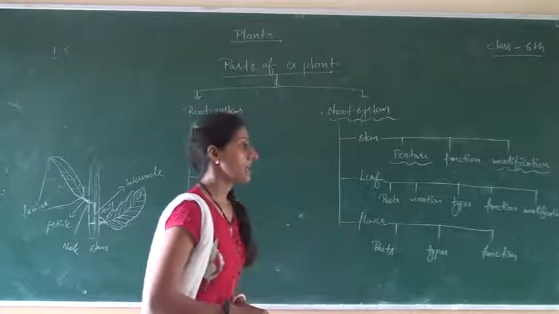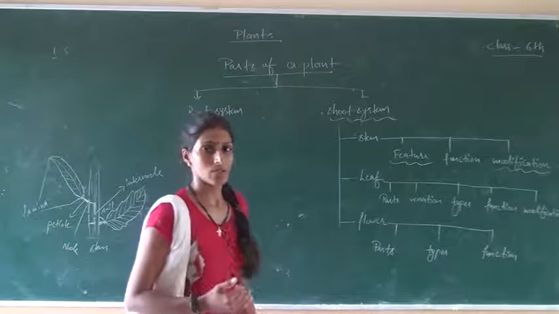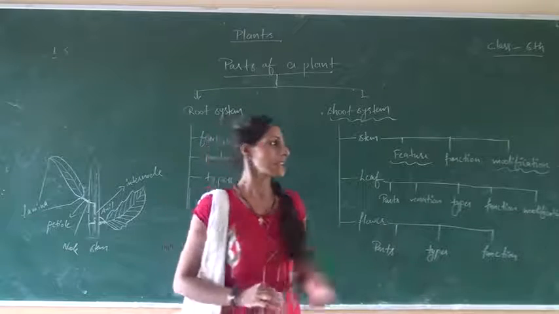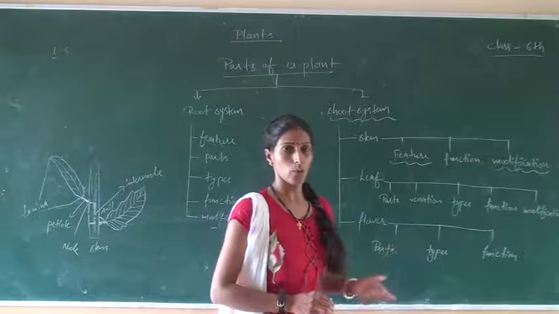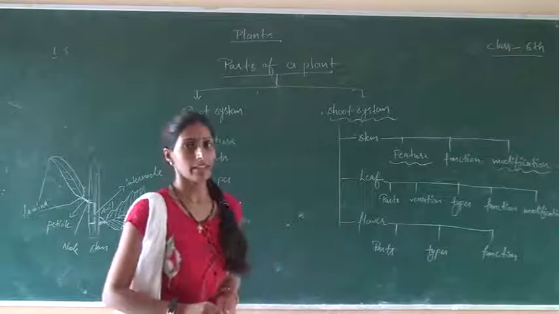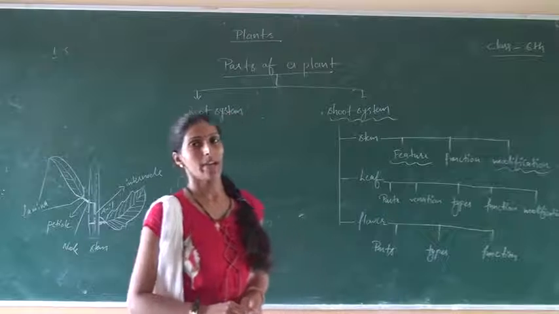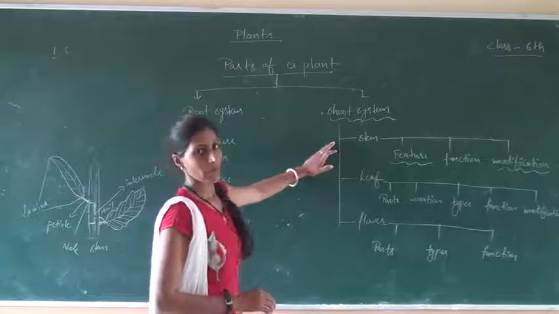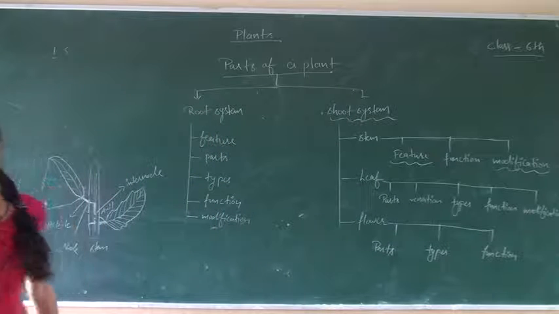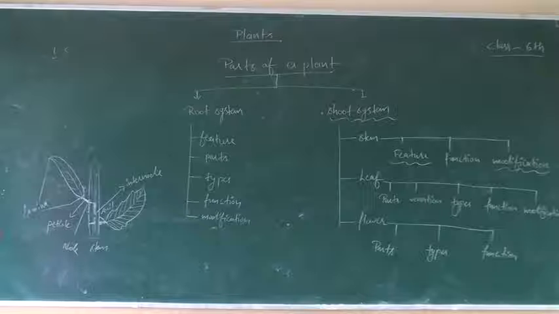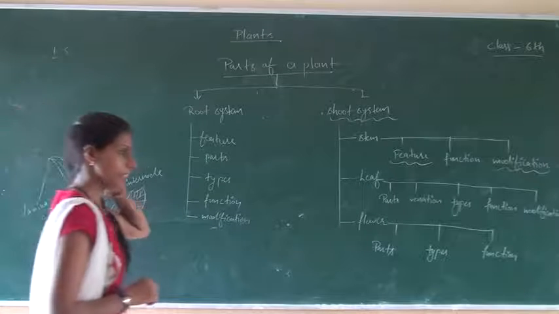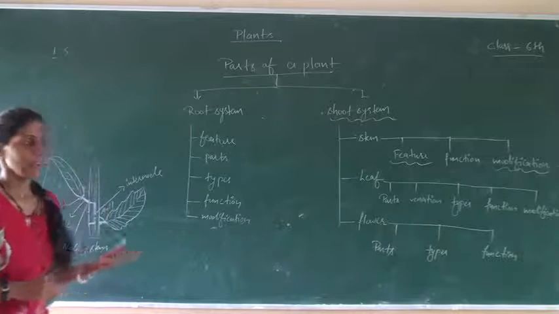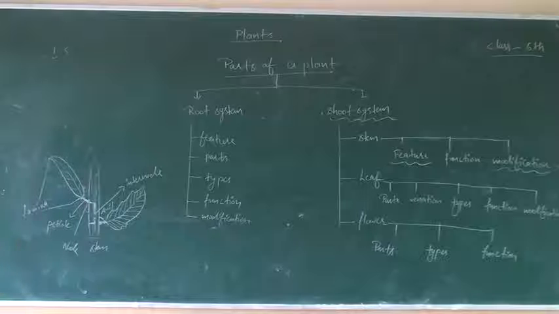In modification, in some plants like cactus, which generally grows in desert areas or in Rajasthan, stems prepare their food because in the cactus plant no leaves are present. So, modification means the stem also provides food to the plant, and the process of photosynthesis takes place. After that, storage of food: stem also stores food and gives it to the other parts of the plant.